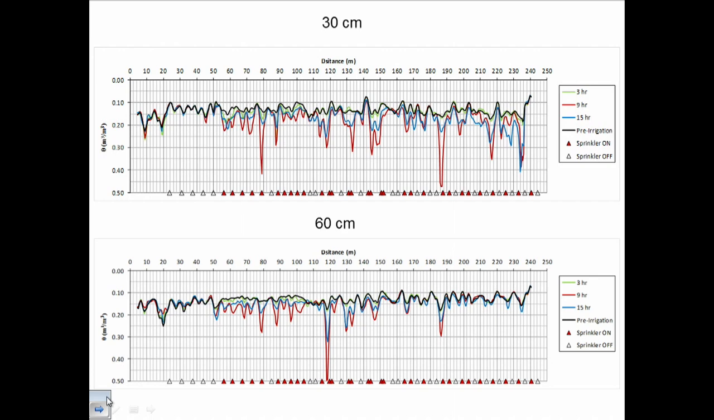And here we have the data looking at the 30 and 60 centimeter depths, and the different lines are 3 hours, 9 hours, and 15 hours after the irrigation event. And you can see that there's these kind of pistons of flow down through the system, and they're highly correlated between 30 and 60 centimeters. So what we have here is in one pass, in this site, it was only 250 meters long, if we're taking data every 25 centimeters, that's going to be 1,000 measurements of water content simultaneously, which really starts to speak to the structure of water content in this field.